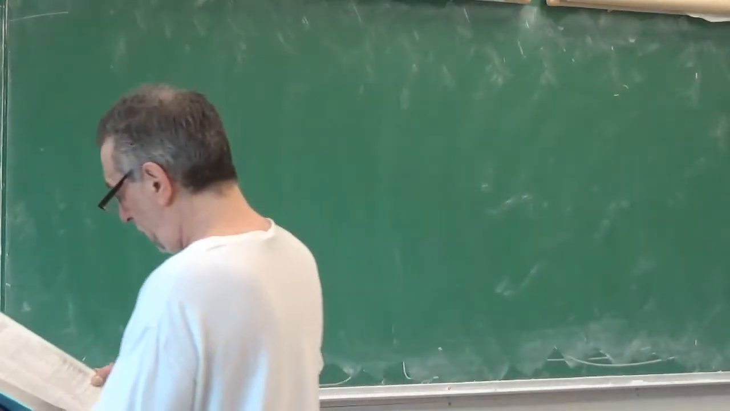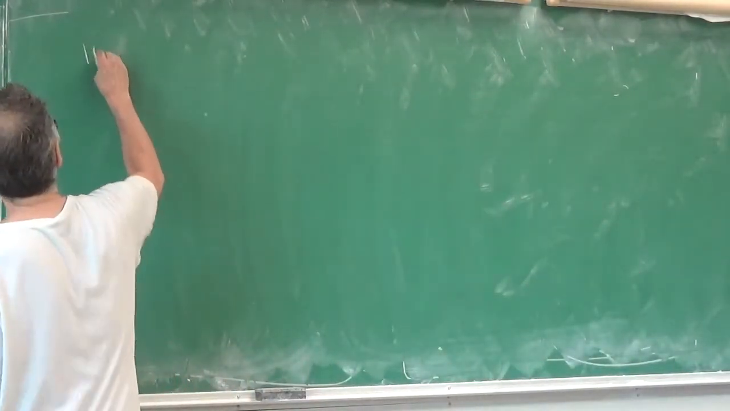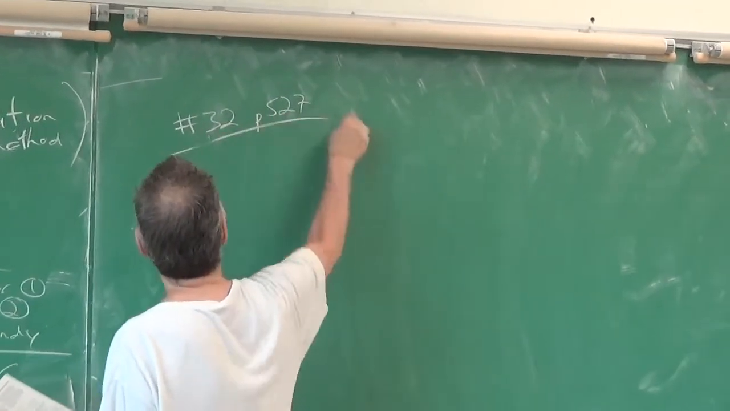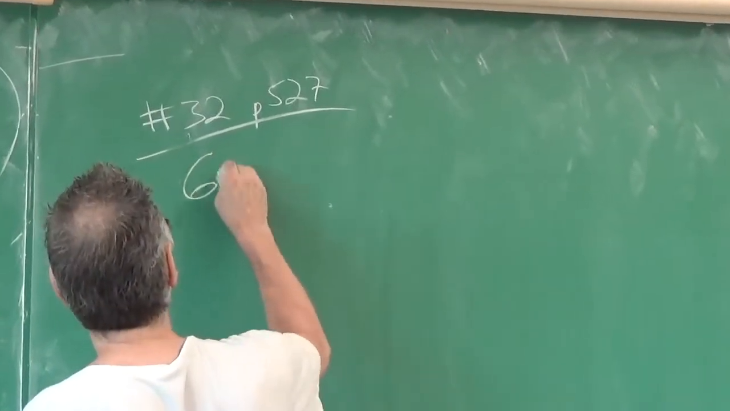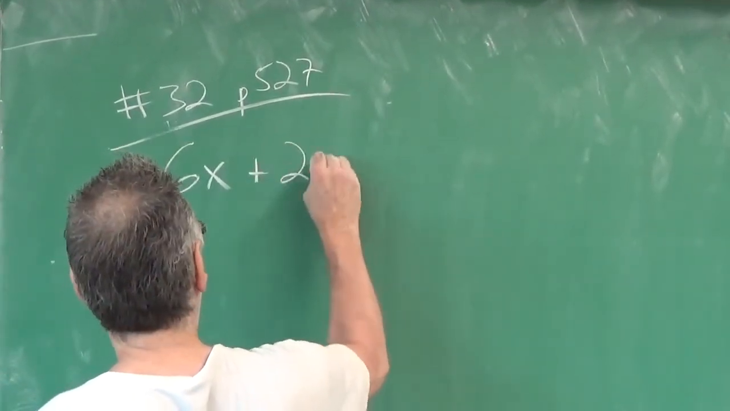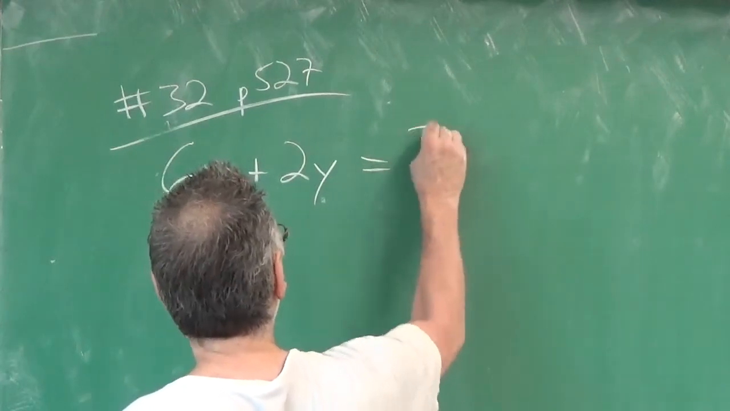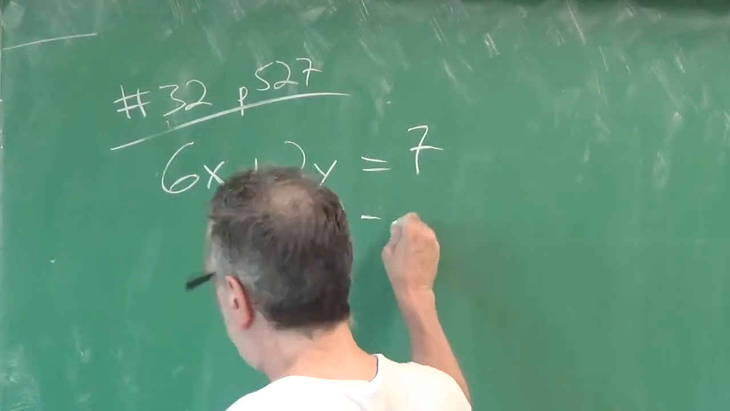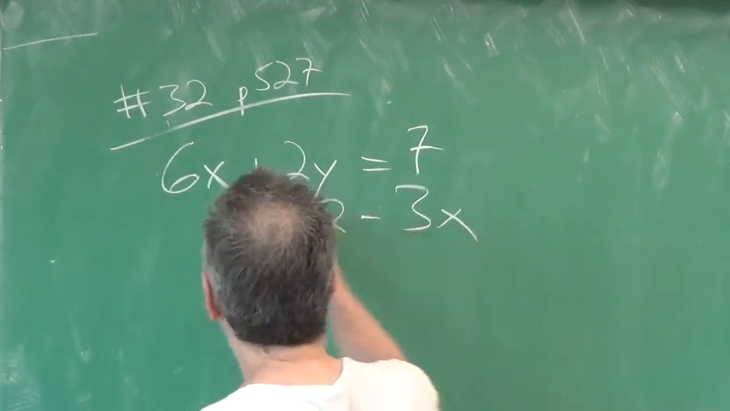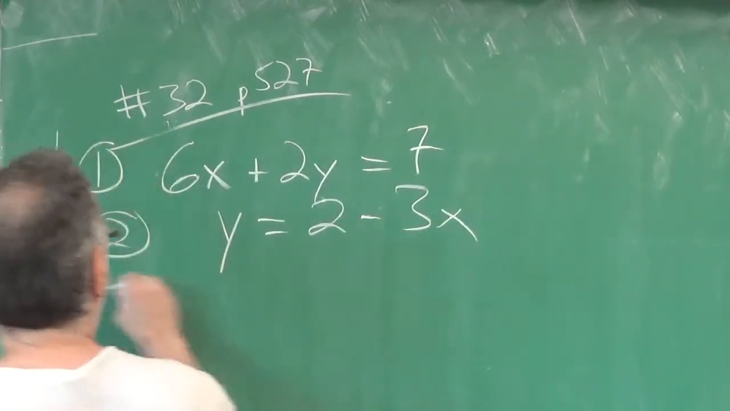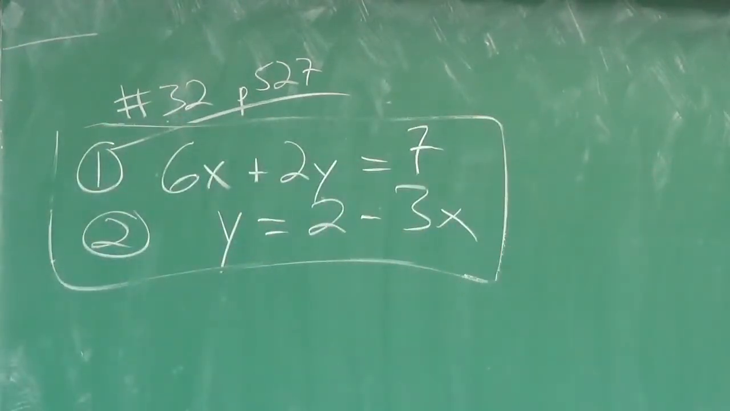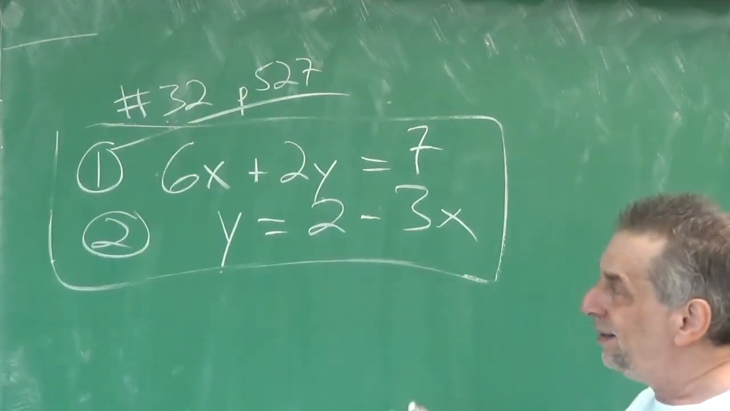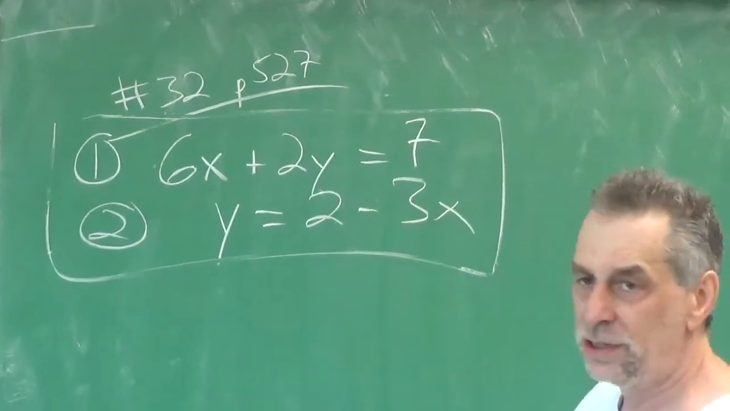Okay. So let's look at number 32, page 527. It's the same question. We're saying attempt to solve this system of two equations with two unknowns. And this one's set up for substitution. It already has a y in terms of x. Especially if the system is given like this, where one variable is already solved in terms of the other, that's a good clue to use the substitution method.